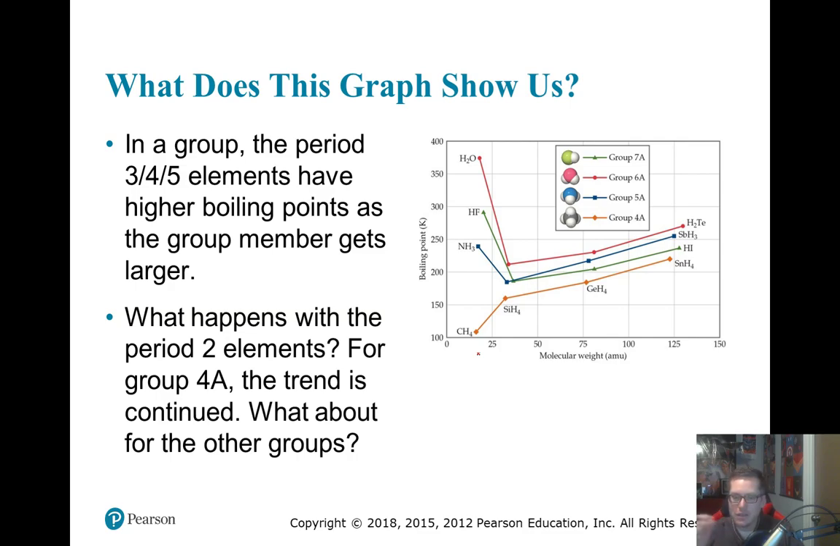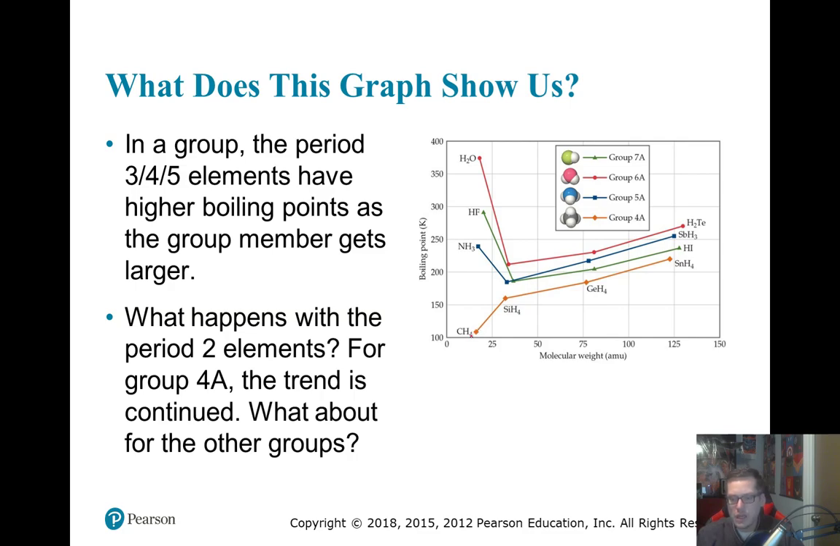And so this graph is kind of interesting. It allows us to look at these different trends and get an idea of their intermolecular forces based off their boiling points as different things change. You have your molecular weight down here and your boiling point on the y-axis. Group 4A is the group that has carbon, silicon, etc., and they're simply pairing up with hydrogens to fill out their octet.